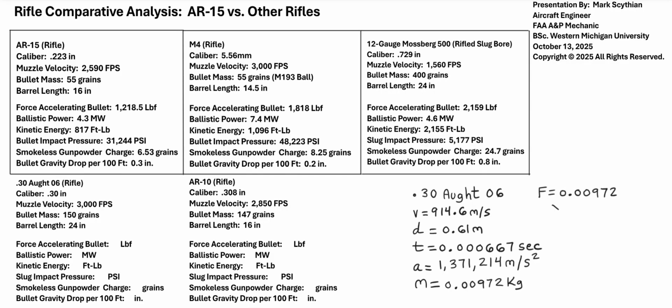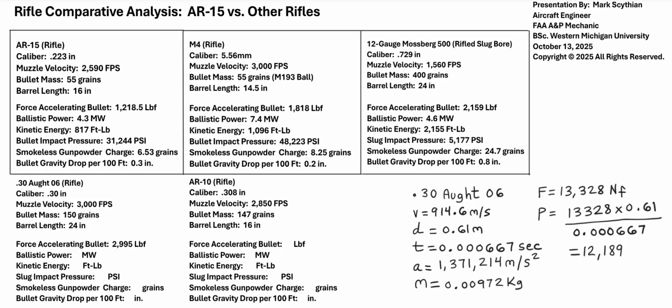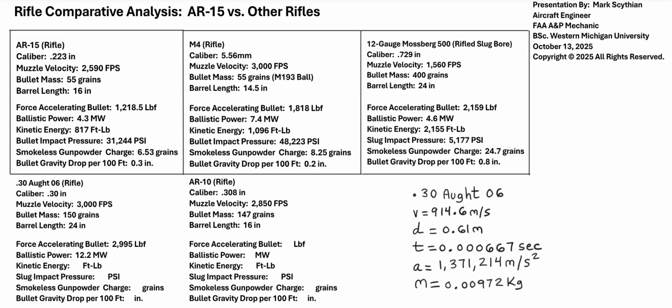So the force accelerating the 30-06 150 grain round is equal to 2,995 pounds of force. And so that translates to 13,328 newtons. So that force times the barrel length, 0.61 meters, in newton meters, divided by the firing time. So we get a ballistic power of 2.2 megawatts. So that's being written on the left here.